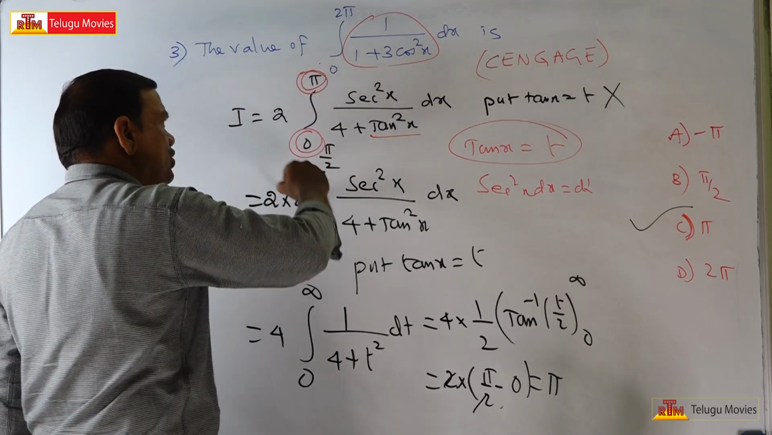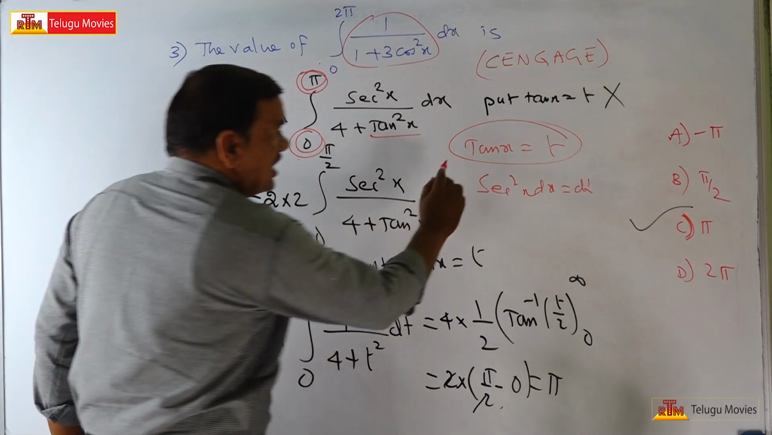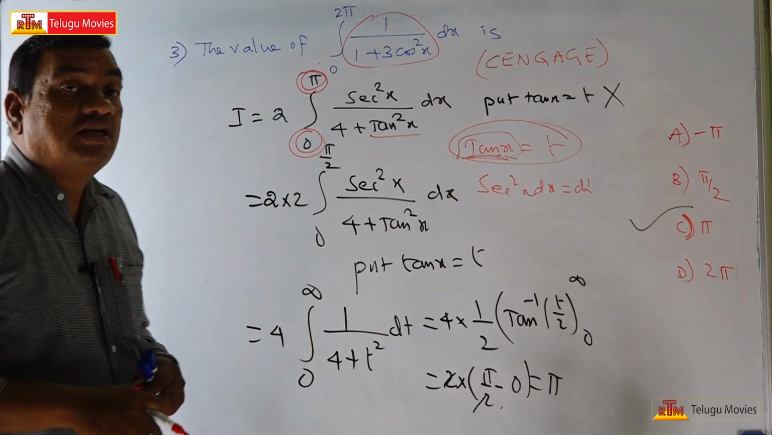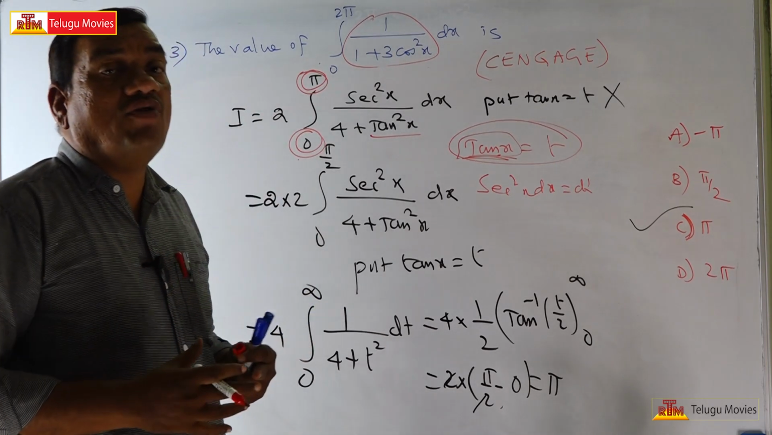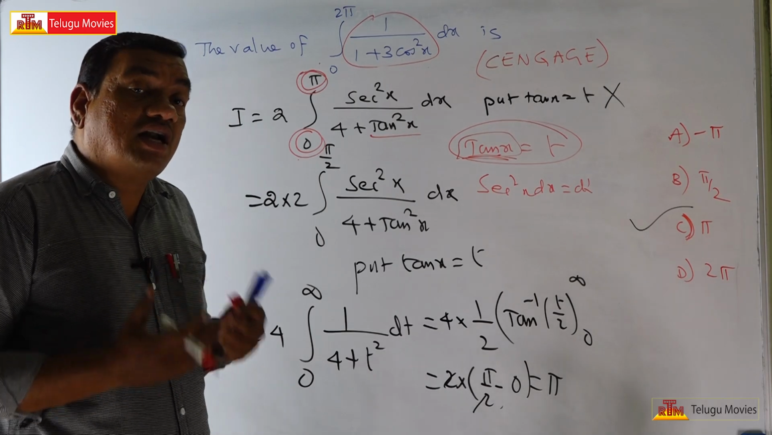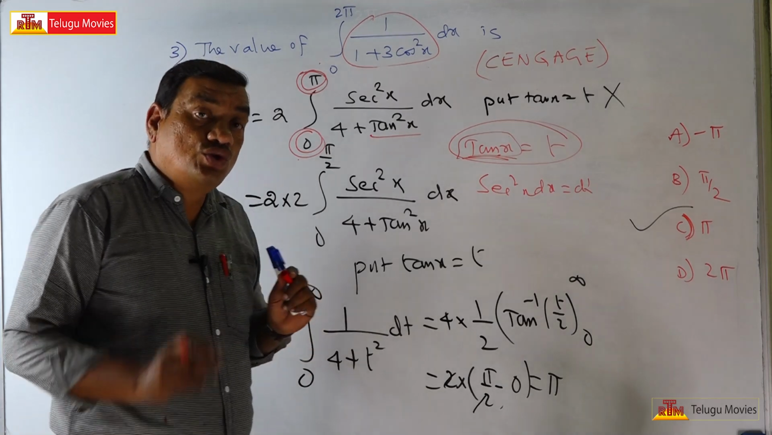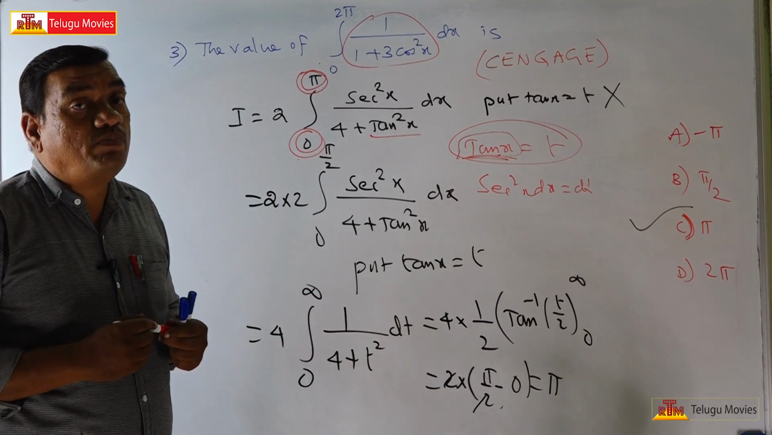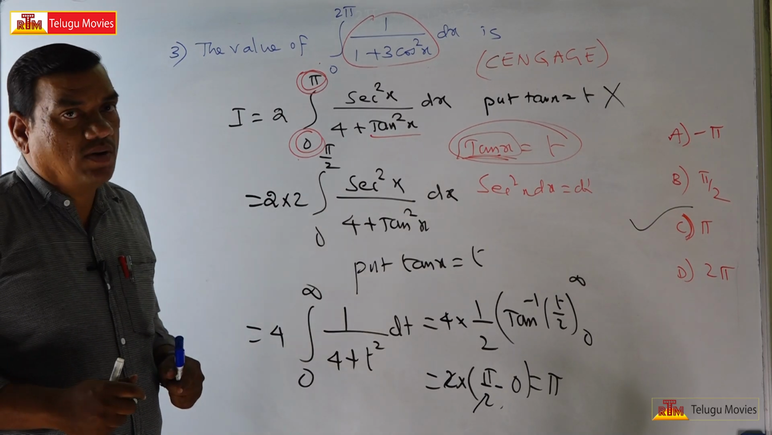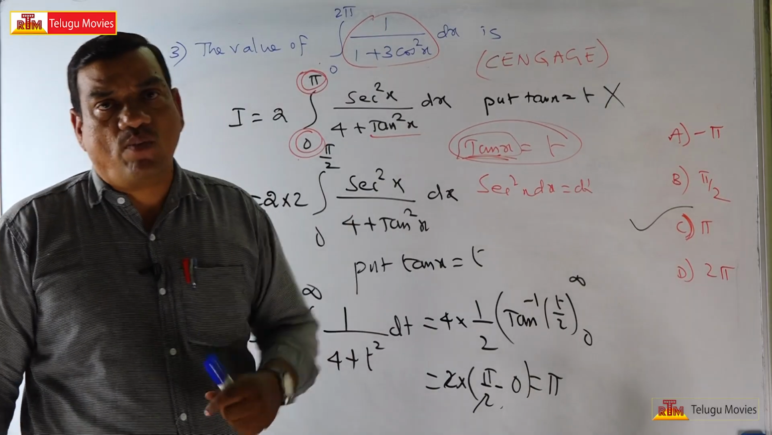From 0 to pi by 2, so minus pi by 2 to plus pi by 2, whether it is continuous or not. If this function is continuous, then only the graph will come, and then you can find out the area. Understand? If it is not continuous, you should not substitute. So that is the point you have to remember while solving this type of problem. I hope you understand this solution. Let us go for the next problem.